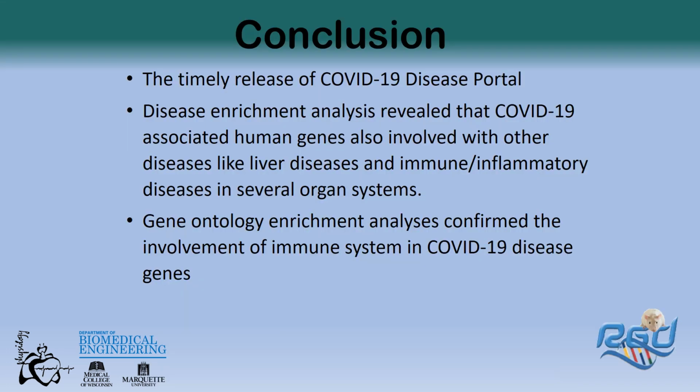In conclusion, we report a timely release of the COVID-19 disease portal. From our disease enrichment analysis, we found that COVID-19 genes are also involved in other diseases like liver disease and immune inflammatory diseases in several organ systems. Gene ontology enrichment analysis confirmed the involvement of the immune system in COVID-19 disease genes.